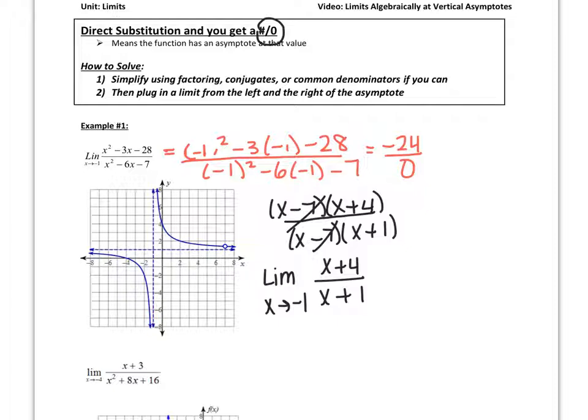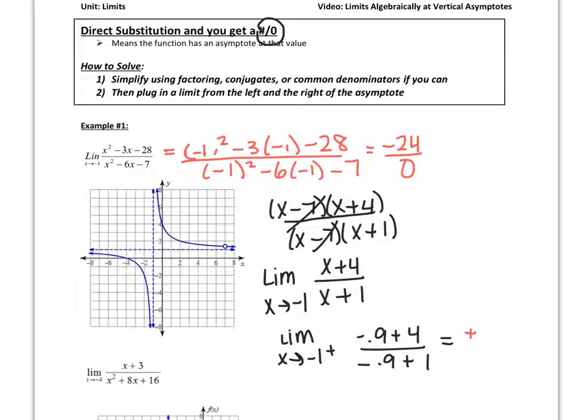So let's just see. If we plug in a number, we have the limit as x approaches -1 from the right. We're going to plug in a number to the right of -1, as close to -1 as we can. So let's just say -0.9. So -0.9 plus 4 over -0.9 plus 1. Do we agree that -0.9 plus 4 will be a positive number? And that -0.9 plus 1 will also be a positive number.